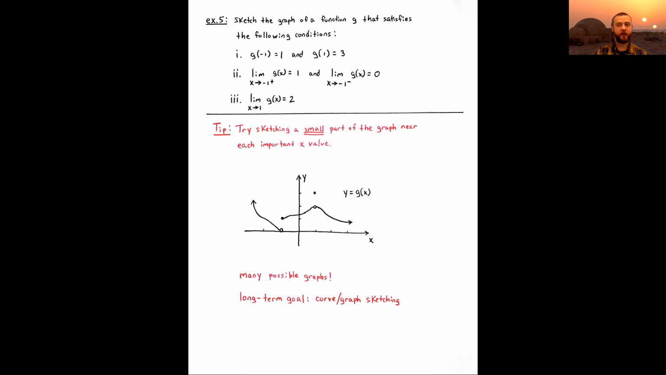Again, this is going to put us on our long-term goal of curve or graph sketching. What we're seeing here is that concepts with calculus, limits, do tell us something about the graph. As we continue in the course, when we introduce derivatives, we'll use those ideas to help us sketch a graph.